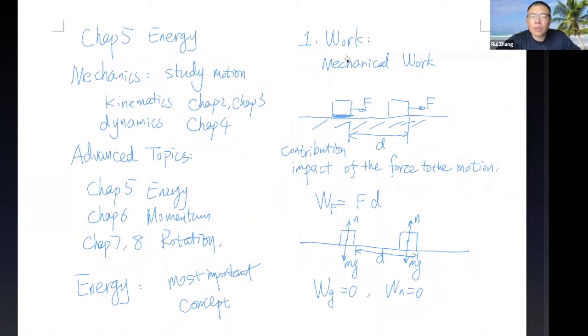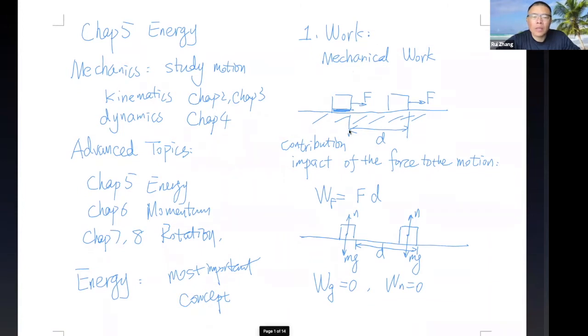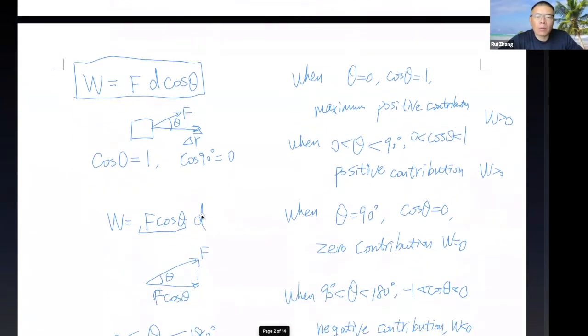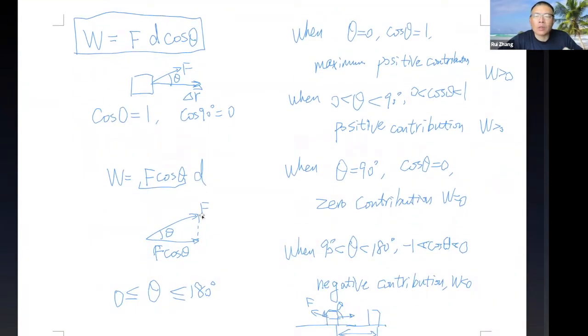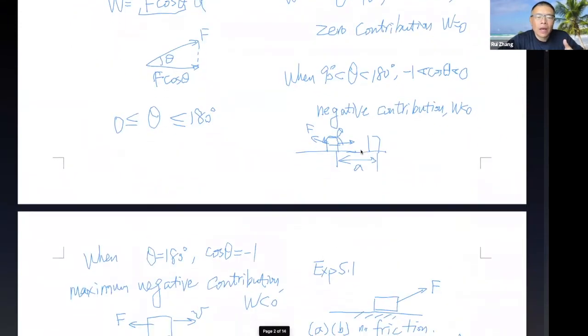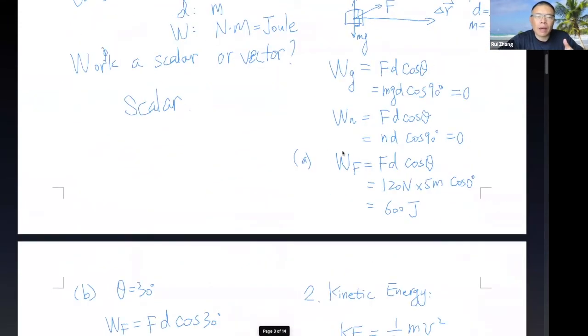Which precisely should be called mechanical work. It's defined as the magnitude of the force times the distance traveled in the motion times the cosine of theta, where theta is the angle between the force and the distance. So with that, we could have all kinds of contribution of a force to the motion. If the work is positive, we have positive contribution. It could be zero, so I have zero contribution, or it could be negative. Okay, and we did some examples on that.